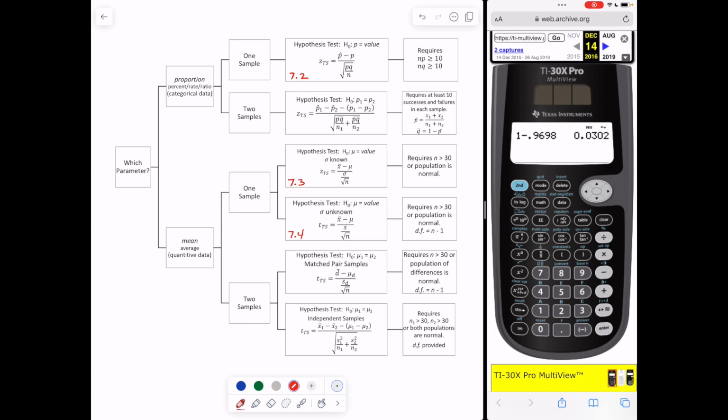Okay, now after that, we switched to two sample stuff. We did the mean test for matched pair samples here. That was in 7.5, and I am not going to be putting that on the exam. So I'm going to cross it out temporarily. Feel free to do that in your notes. 7.5 will not be on the exam.